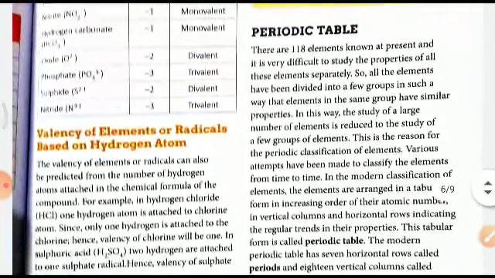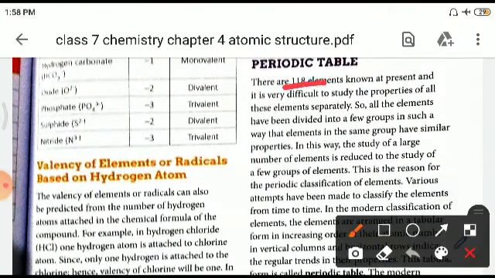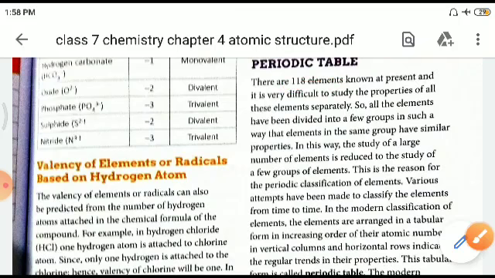Now we come to the periodic table. We all know there are 118 elements in the periodic table. Please underline this, 118 elements. And it's very difficult to study. We need to study each and every physical property, chemical property, and every piece of information about them. It's a hell of a lot of tedious work, right?